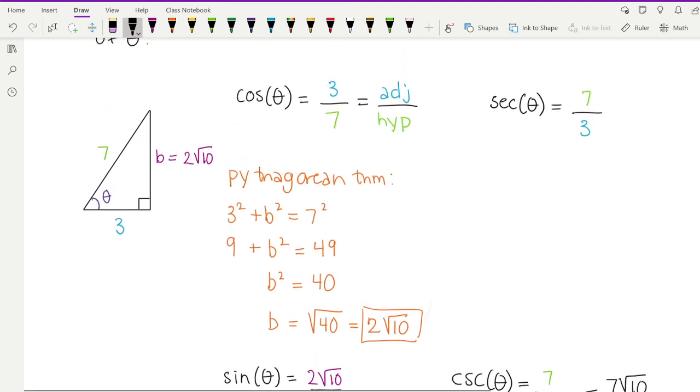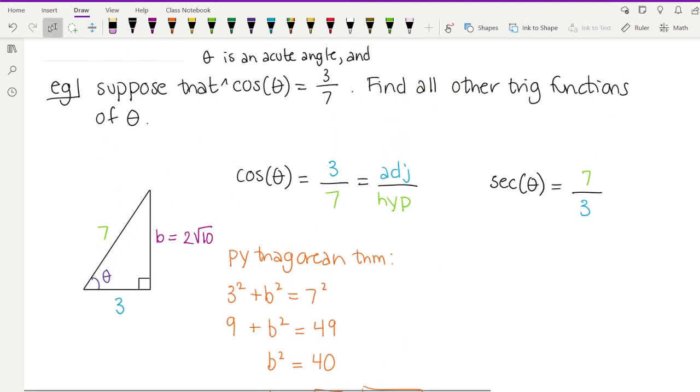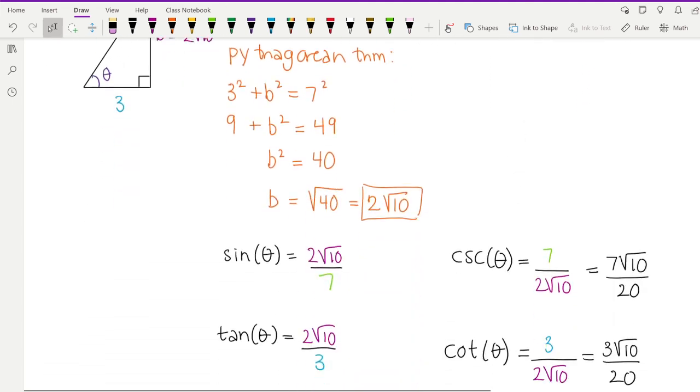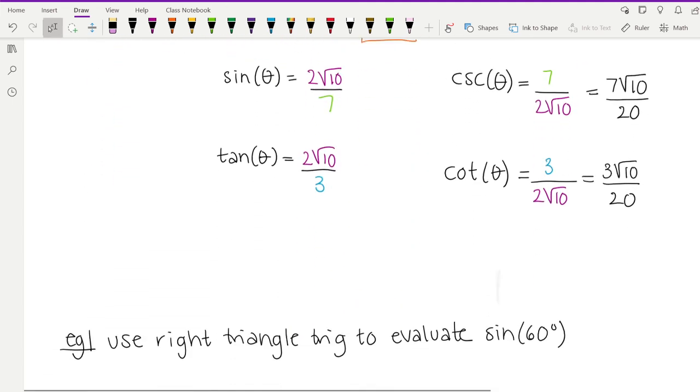So basically, if you're given information about, and again, this is kind of like when we use the Pythagorean identity, right? If you're just given information about what one of the trig functions is, sine or cosine, you can find the other trig functions. And so in this case, it's just that we know that theta is acute, and so we can use a right triangle instead of using the unit circle.